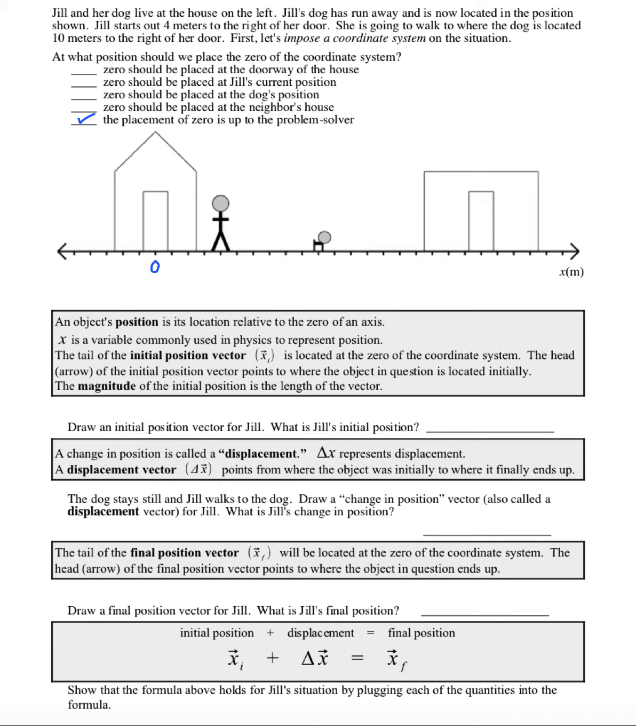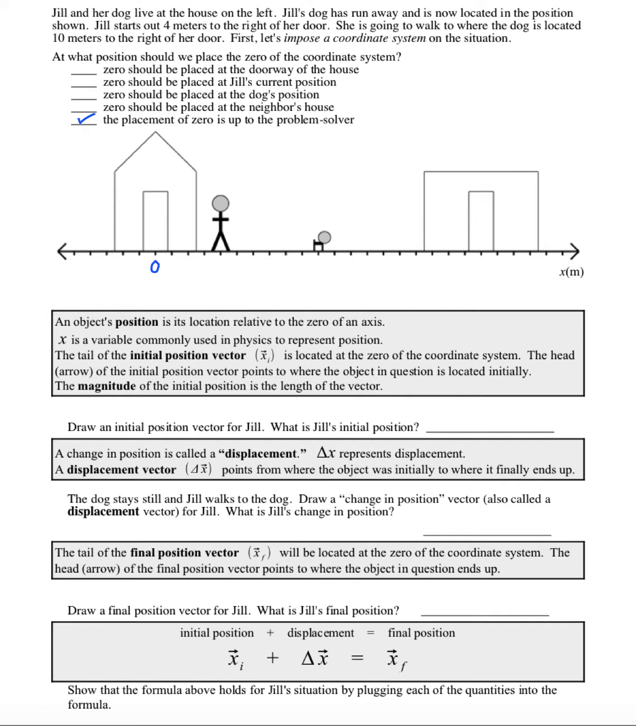An object's position is its location relative to the 0 of an axis, and x is the variable commonly used in physics to represent positions. There can be others, though, such as y and z. Now we want the tail of an initial position vector to be located at the 0 of the coordinate system. The head or arrow of the initial position vector will point to where the object is located initially.